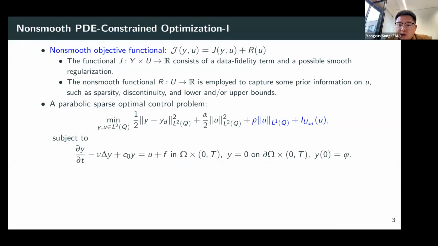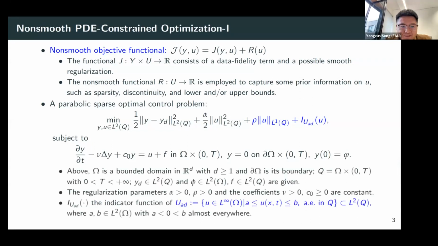And then the indicator function of a set U_ad is added. The state equation is a parabolic equation, and the admissible set U_ad is defined in this way. So if we add this indicator function, we impose some lower and upper bounds on the control variable. With this non-smooth regularization, we can promote that the control variable is sparse and bounded.